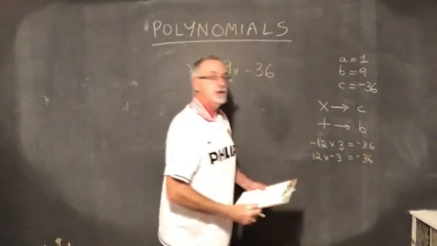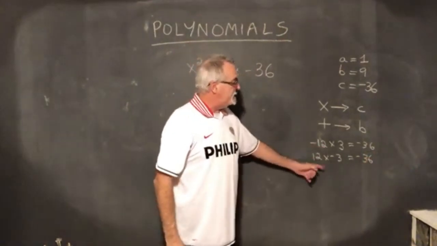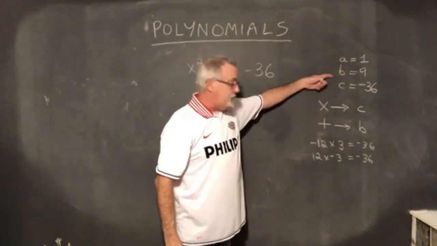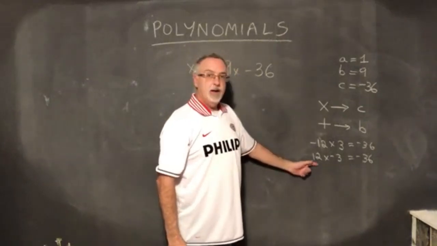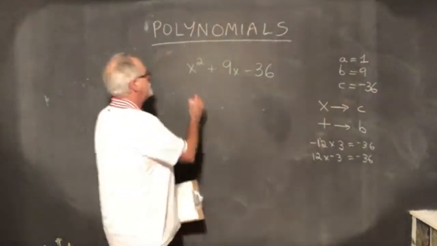Now we're down to only these two choices. Which of these pairs of numbers adds to give positive 9? Well, clearly, the 12 and the negative 3 add to give positive 9.